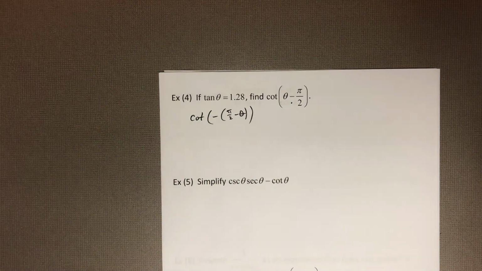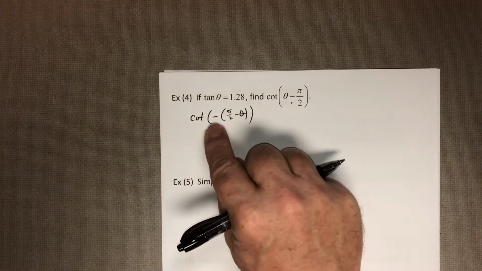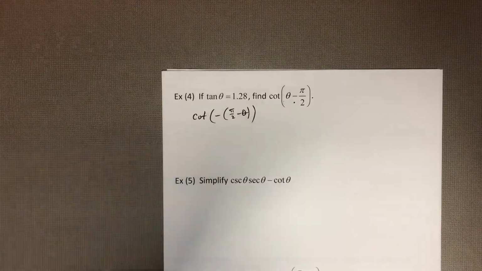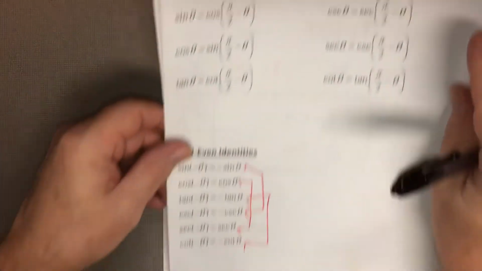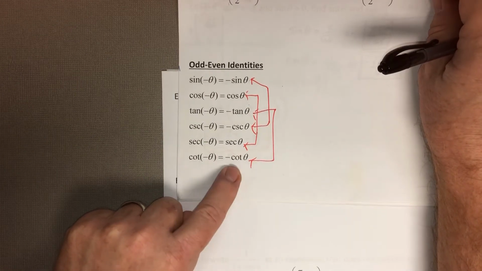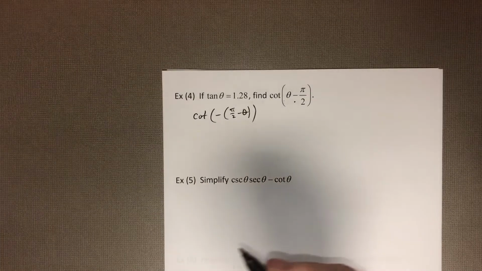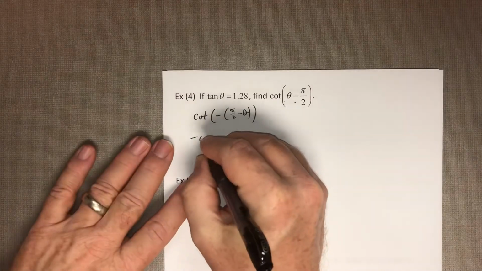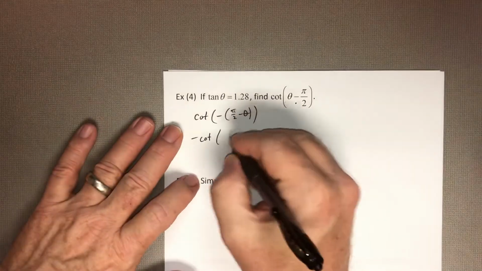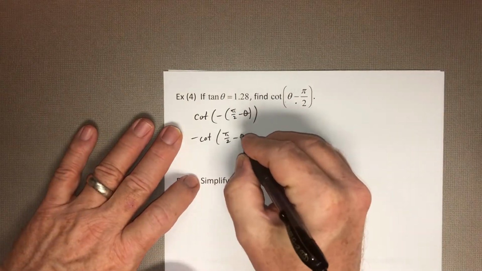And now I've got the cotangent of the opposite of an angle. Well, that's one of those odd and even identities. Let me pull that one back up for you. The cotangent of negative an angle, the cotangent of negative theta, right here it is negative cotangent of theta. So that would be equal to negative cotangent of pi over 2 minus theta.